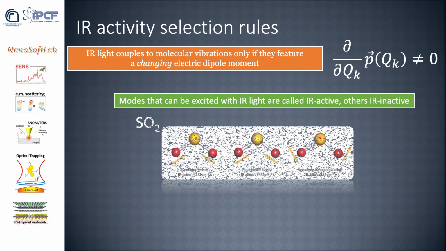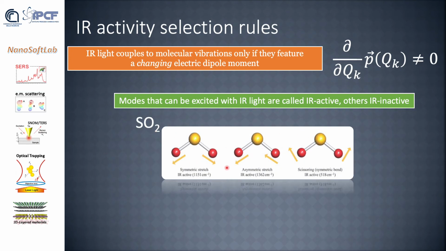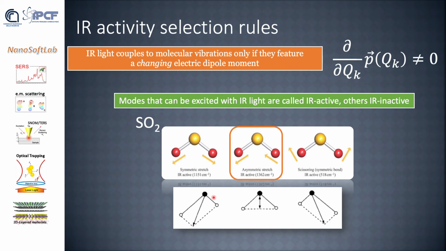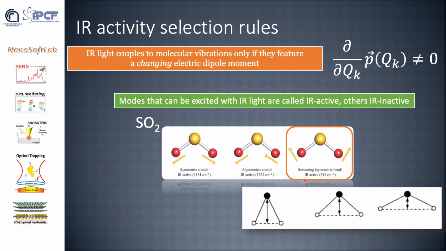Let's see some examples. Let's consider the SO2 molecule. This is a 3-atomic non-linear molecule in which we have 3 different vibrational modes: symmetric stretch, asymmetric stretch, and scissoring mode. As you can see, in this mode, the net dipole moment changes with the normal coordinate, plus q, equal to 0, minus q. So the mode is infrared active. As well, the asymmetric stretch is infrared active because, again, the dipole moment, as you see here, changes with the vibration. The same holds for the scissoring mode.